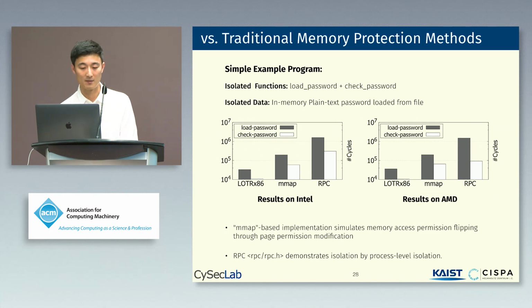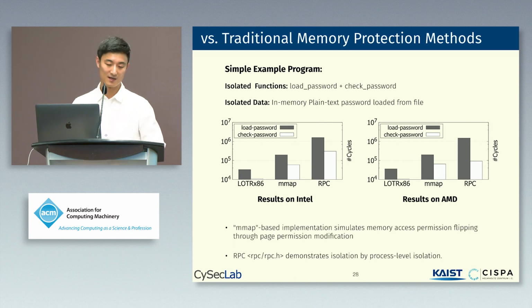We also compare the memory protection mechanism of our architecture against the existing memory isolation method. So we created a simple program, and this program is split into sensitive and non-sensitive domain. The sensitive domain is protected by one of the memory isolation techniques. In the case of LOTR x86, the sensitive domain is placed in the PrivUser. The mmap example represents the approaches that involve page table modification.